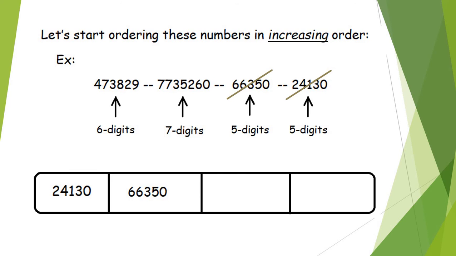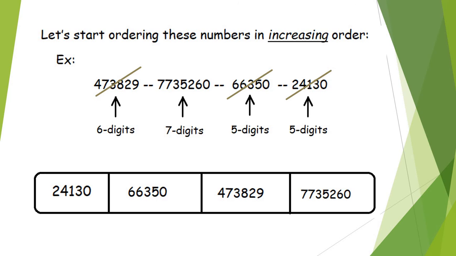Perfect. How about now? I need to ask myself again, increasing order. Which one is the smallest? Now I'm talking about 7 digits and 6 digits. It's for sure 6 digits, so no need to look at the numbers. Again, I have a different number of digits. You have just to count the digits. I have 473,829. Okay, perfect. Erase the number and then you write the last number in the last place.